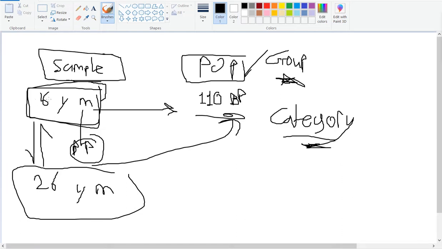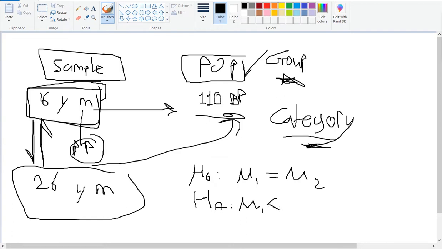Anyways, you're comparing two samples to each other. That is a two-sample t-test. Is the mean of 16-year-old males the same as the mean of 26-year-old males? Your null hypothesis, H0, would be that they are: the first mean is equal to the second mean. Your alternative hypothesis is that the first is not equal to the second. It is that simple.